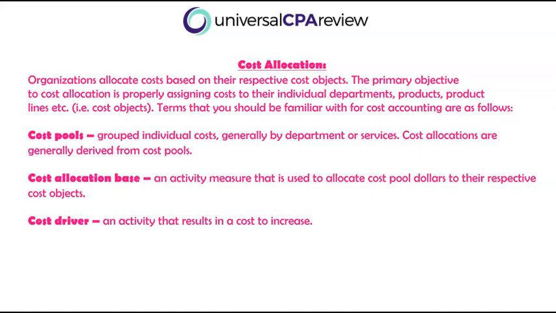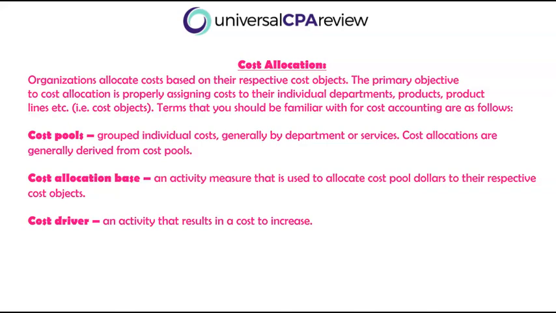As accountants, we have to know how to allocate cost. The whole idea of cost allocation is that we're taking a sum of all of our costs. It could be rent expense, cost of goods manufactured, the cost of our inventory, our selling expenses, sales or general administrative expenses, those secretary costs. Those are going to be all of our costs. What we need to understand is how to allocate those costs to the respective cost objects. The primary objective of cost allocation is properly assigning costs to their individual departments, their individual products, or product lines. So these are what we're referring to when we're talking about cost objects.